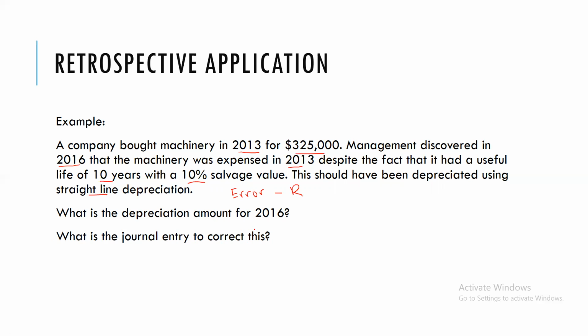Okay. So the question is, what is the depreciation for 2016? And what is the journal entry to correct this? So when we're doing retrospective, what we have to do is go back to 2013, figure out what the error was, figure out what would have happened if the error never occurred. So if everything was correct, what would your retained earnings in 2016 look like? All right, so let's work through this.